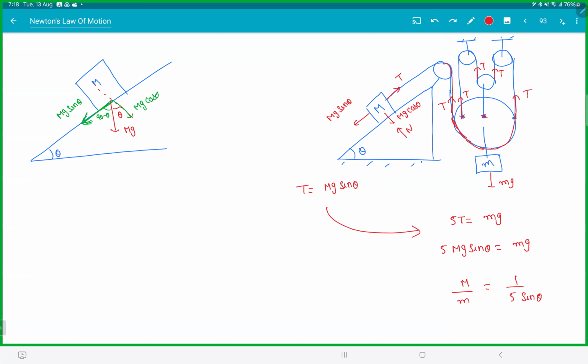Clear with this? Let's see one more. Any doubts on this? Anyone not clear with the steps, please ask me. You have learned how to draw FBDs, you learned how to draw components. Now everything is combining together.